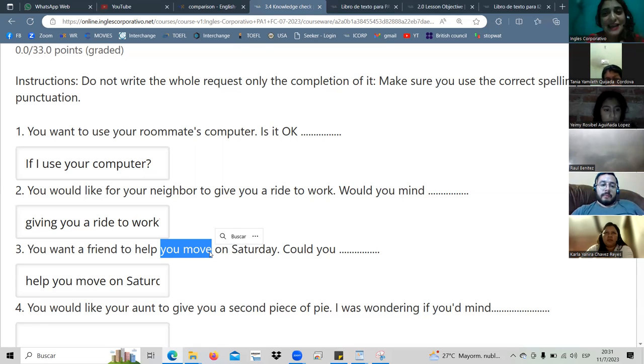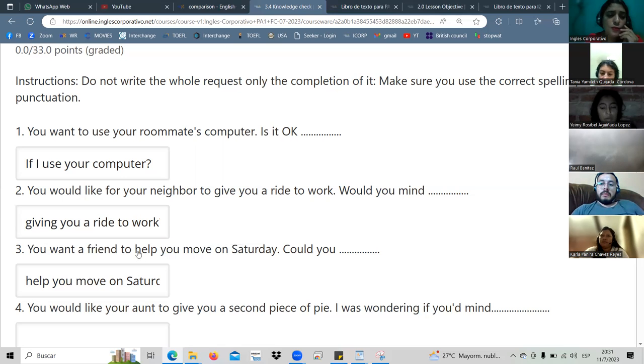Remember, I always say that between two verbs we always make a separation. For example, I like to help or I like helping. We can use the gerund or the infinitive. But in this case, it's not necessary with the verb help. Should the verb move end in ing? No, in this case, no. I thought it was help moving on Saturday. You're right, Carla, because that is the general rule. However, this is an exception.